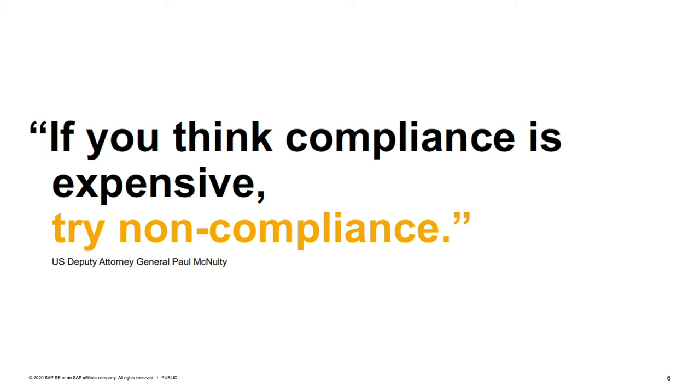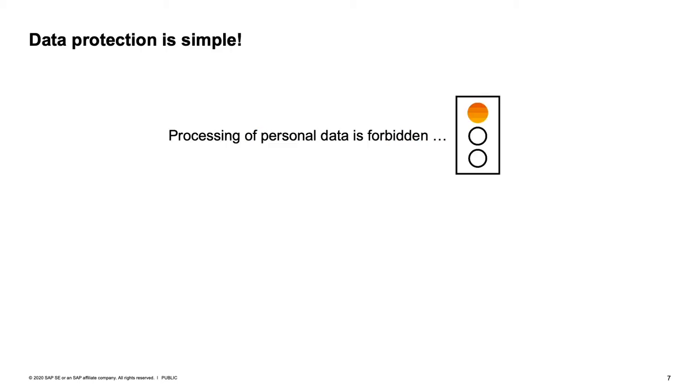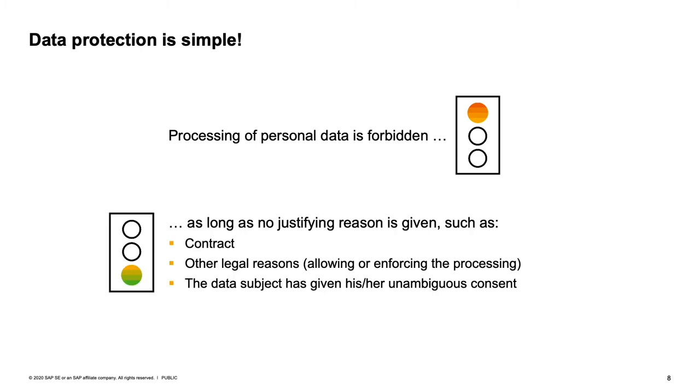Let's go then with respect to what are some of the data privacy terms we should familiarize ourselves with. To start with, this might startle some of you, but from a data privacy point of view, processing of personal data is basically forbidden. Bear with me, it's forbidden only in scenarios where there is no legal reason or business purpose or justifying reason for doing so.